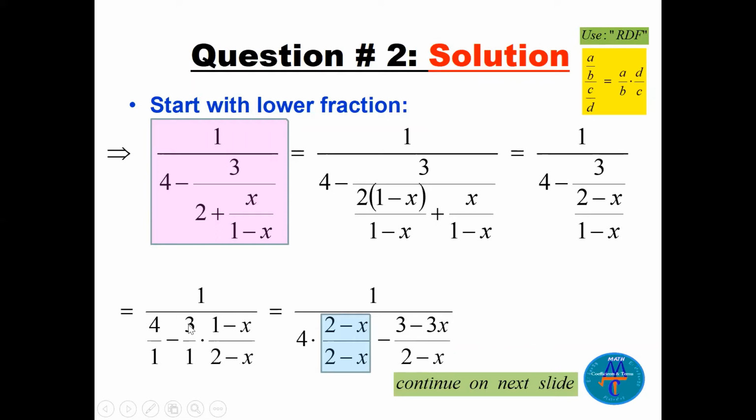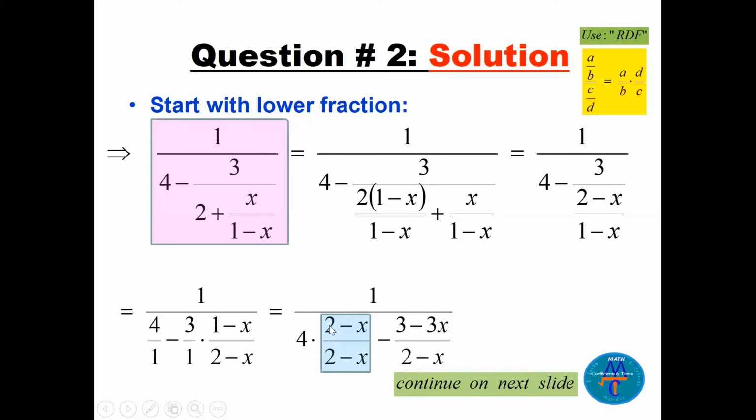So this will be numerator 3 minus 3x. Down we have only 2 minus x. Now this 4 over 1, I have to make it the same denominator. So I multiply up and down by 2 minus x. Maybe you can do this faster, some students. But here I did it in detail so that you can understand it. It's not an easy question.